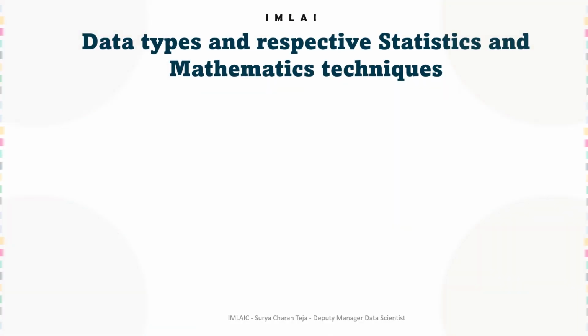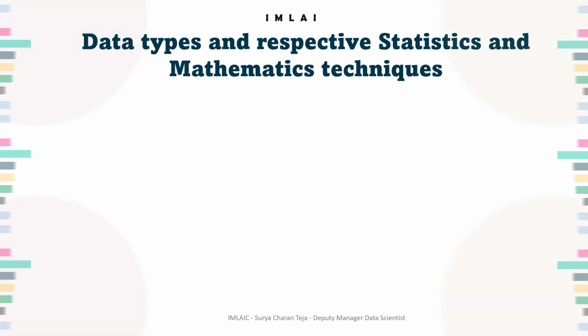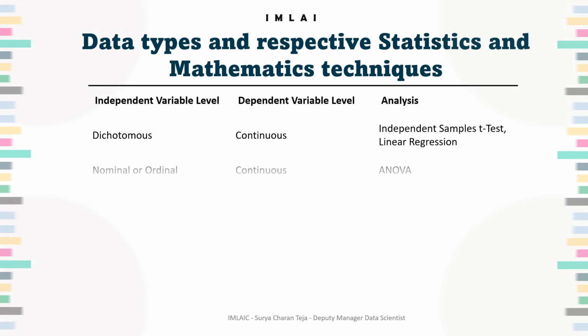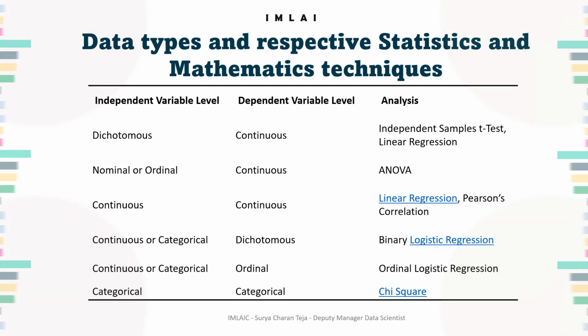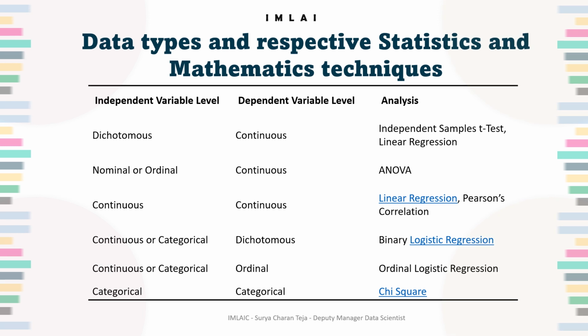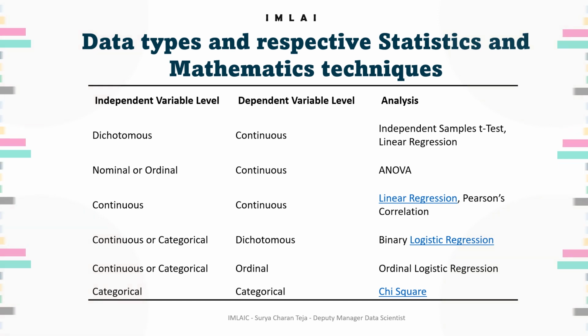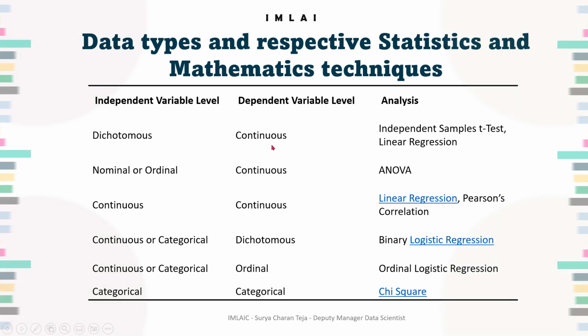So now let's extend this discussion of data types further. Let's look into the various statistics and mathematics techniques that can be applied to the data types based on their nature. Here are different types of data types that we have on the screen. One is independent variable level and the other one is dependent variable level. Let's make it very simple. For me, an independent variable level is X and dependent is Y. Okay.